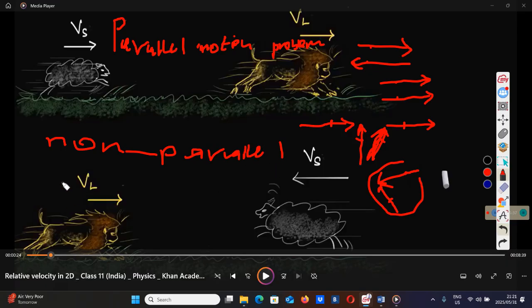To solve this kind of problems, we can use the components method, or we can use the sine rule and cosine rule, or we can use the right angle triangle theorem, where you will be using Pythagoras theorem and the trigonometric ratios. So you'll have about three options.